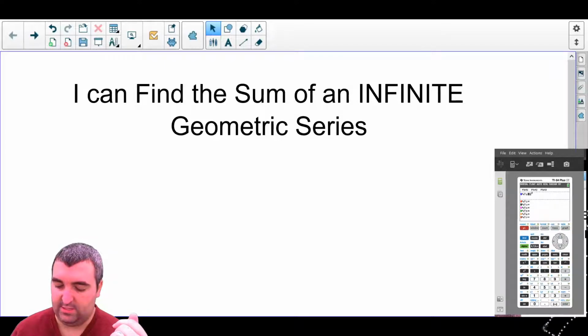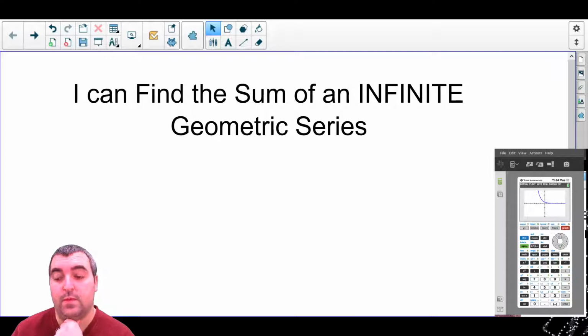However, if I change this to 1/2, so 1 divided by 2 to the x, and now when I graph this one, you can see as x gets bigger, it actually gets closer and closer to 0. So that idea is going to help us with today's notes.